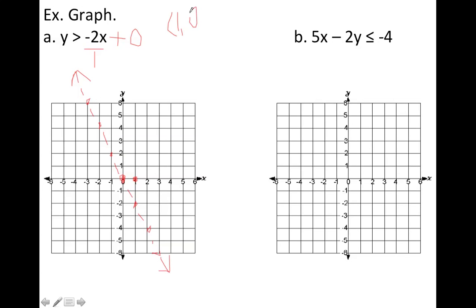That means 1 is our x value, 0 is our y value, so we plug it into our equation. We plug in 0 for y, so we have 0 greater than, and then we take negative 2, plug in 1 for x, that's negative 2. Now we ask ourselves, is 0 greater than negative 2? It is. Since it is true, we shade the region that includes that point. So we shade this region here.